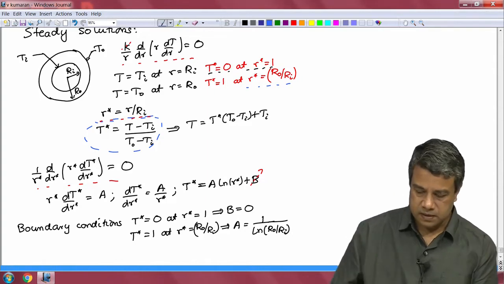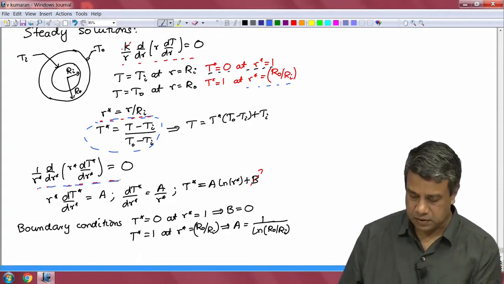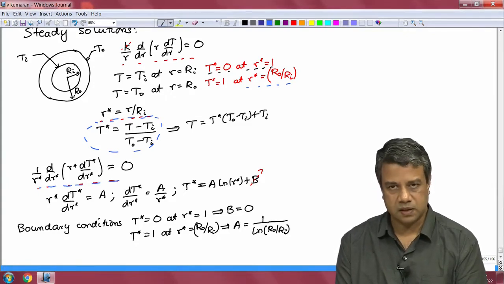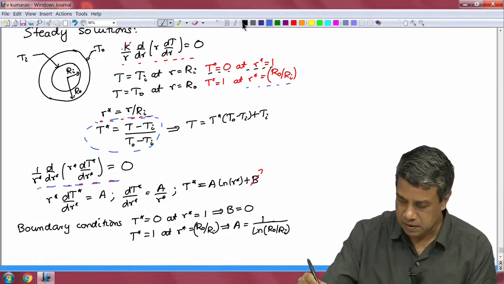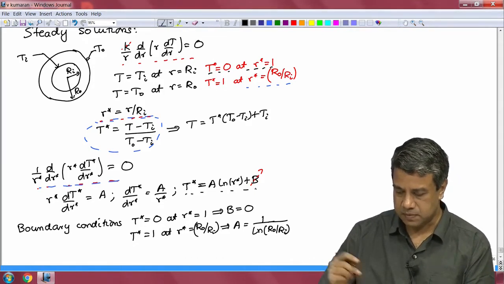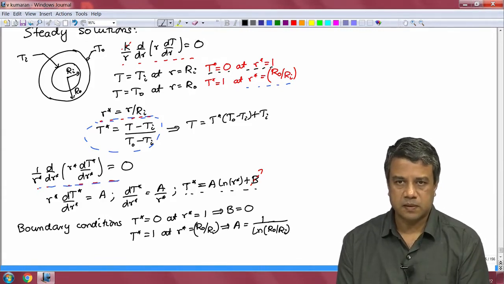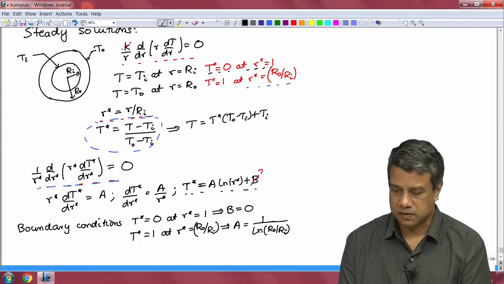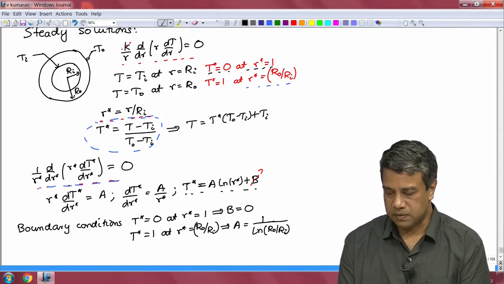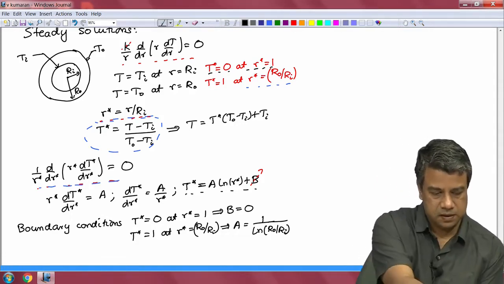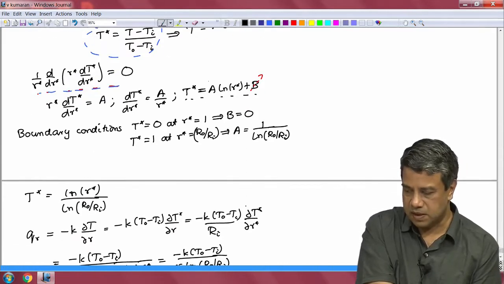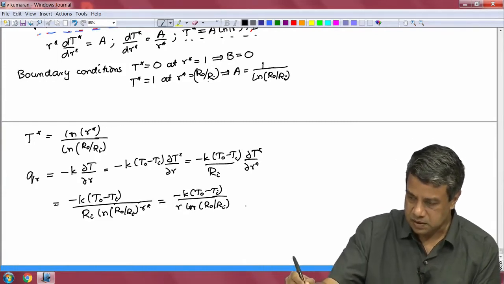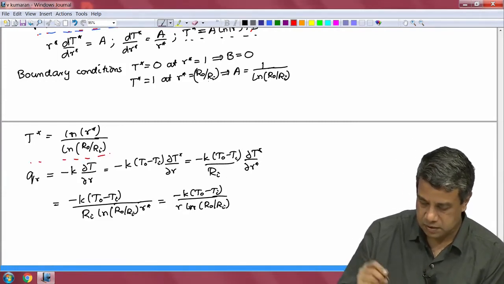So, we had solved this equation, integrated it one time and got r times dT by dr is a constant, and dT by dr is equal to A over r. Integrate a second time and you get T is equal to A log r plus B. Based upon the non-dimensionalization that I have done, B has to be 0 because T star is 0 on the inner surface, and A has to be 1 over the log of Ro by Ri. Note that the log always has to be taken of terms with equal dimension. So, this was the solution that I had got for the temperature field.